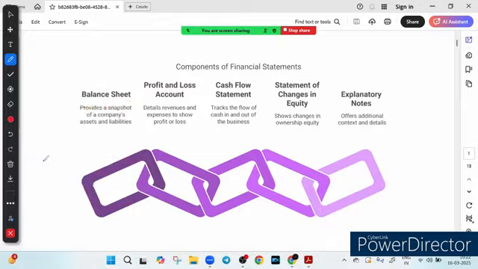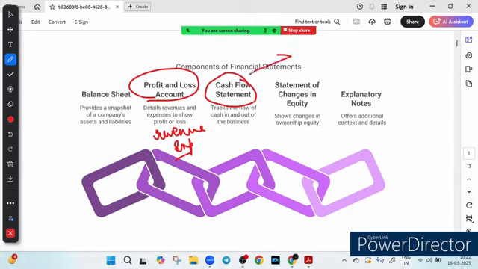The second kind of financial snapshot we have is called profit and loss account. So the ultimate performance tracker. This statement details your revenue, it details your expenses, whether the business is making profit or whether it is making loss.